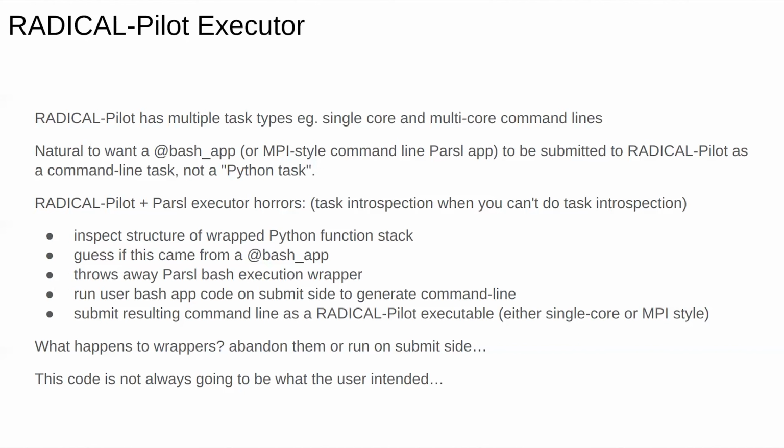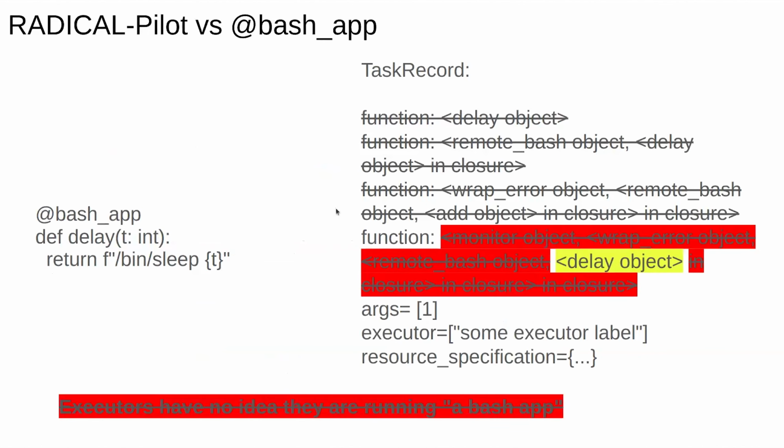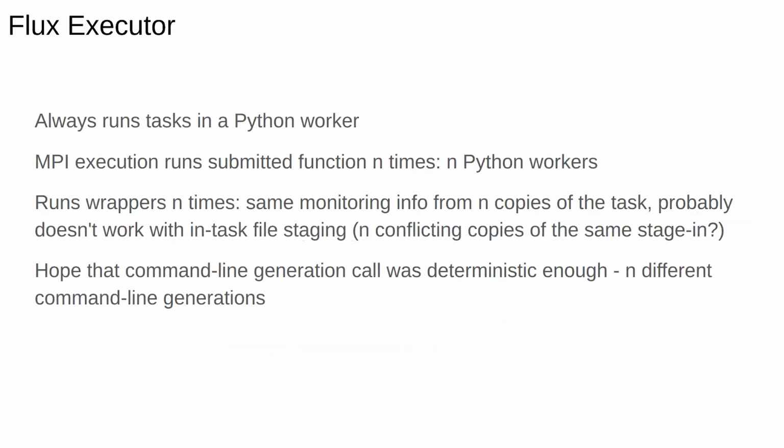What happens to any wrappers you put on? The implementation choices are either you run them on the submit side alongside that command line generator, or you throw them away. Okay, so that code is not always going to do what the user thinks they are doing. There's all the stuff that we elaborately added on at the start, and then radical somehow digs inside and pulls out the command line tool. Okay, so in that sense, radical is aware that it is running a bash app so that it can do this special processing.